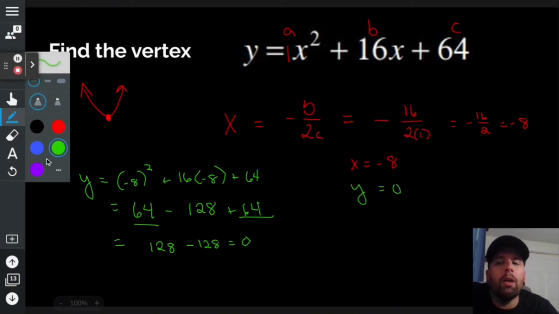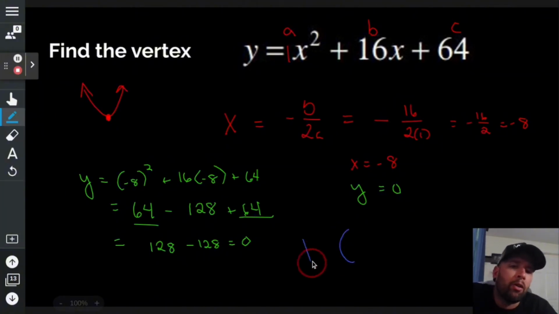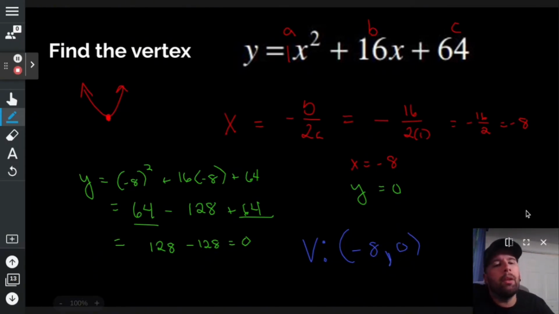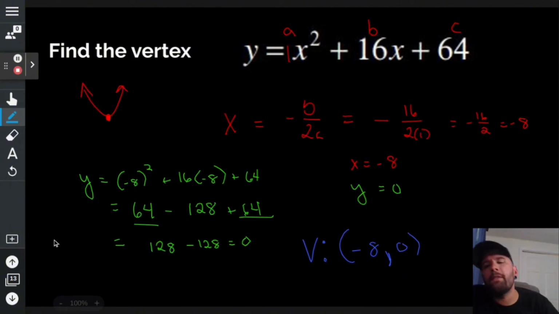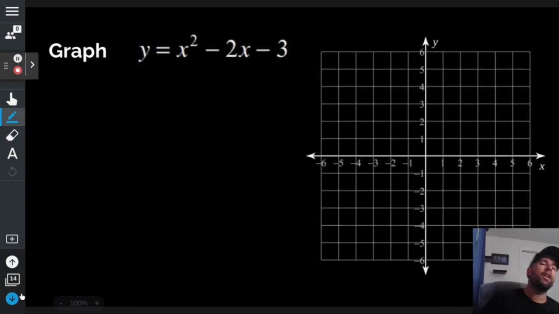Now, if x is -8 and y is 0, that means my vertex, which I'll denote as that little v over there, is (-8, 0). Okay? And that's supposed to be a comma, but I'm close. I'm just not perfect. Vertex. Fun, fun, funny, fun, fun.